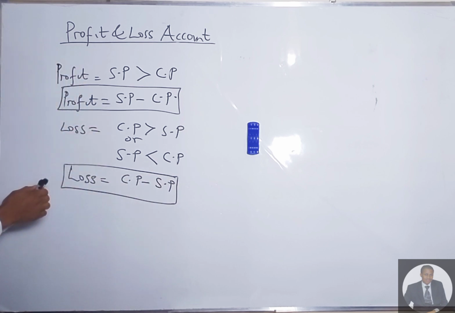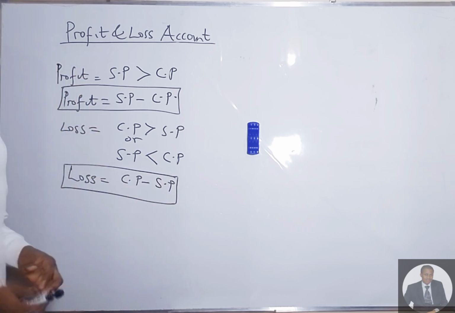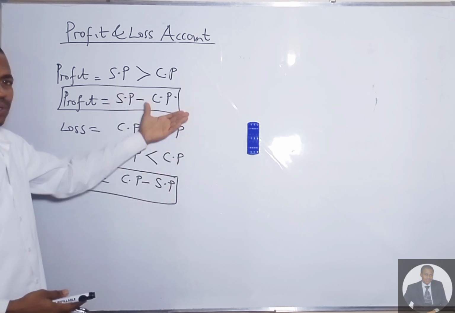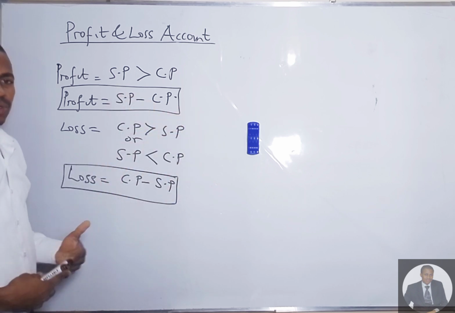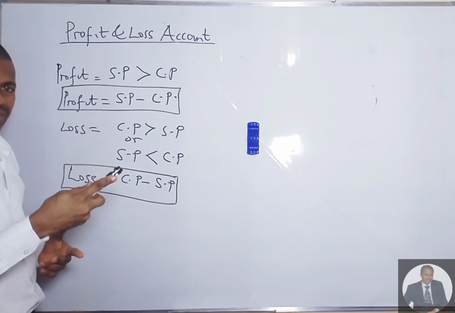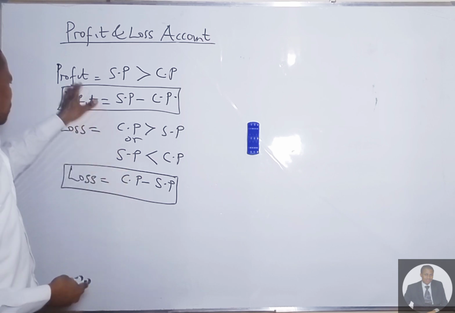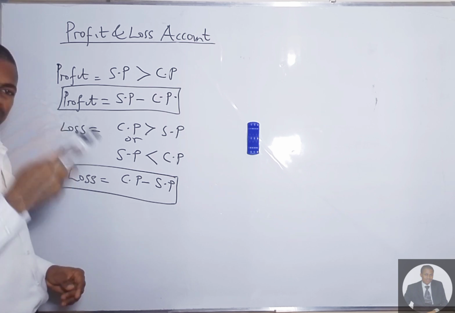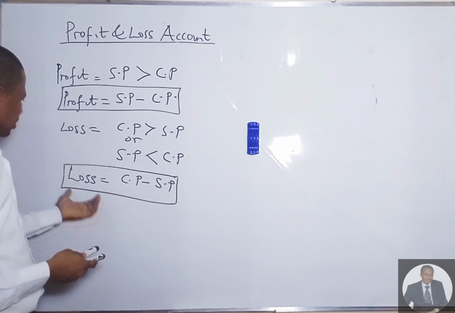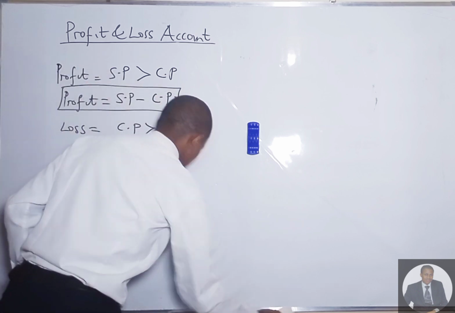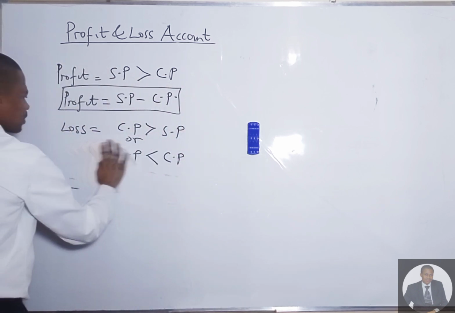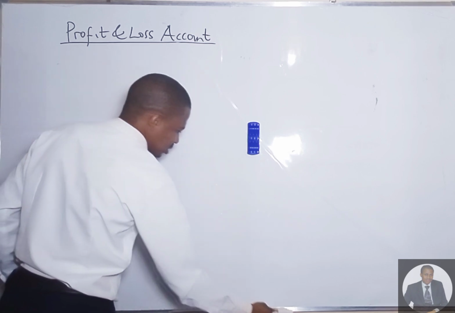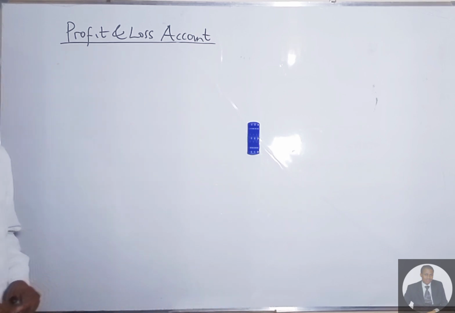What's selling price? Selling price is the amount with which we want to sell our goods, our product. Cost price is the amount with which we bought it. When the amount with which we are willing to sell is greater than the amount we bought, we make profit. When the amount we are willing to sell is less than the amount we bought, there is loss made. That's number one. So we've seen the relationship between profit, loss, selling price, and cost price.